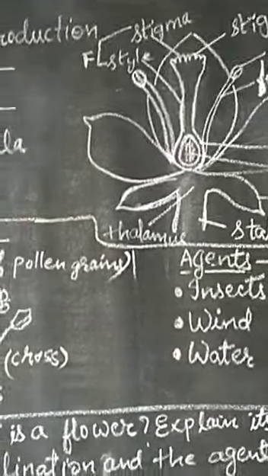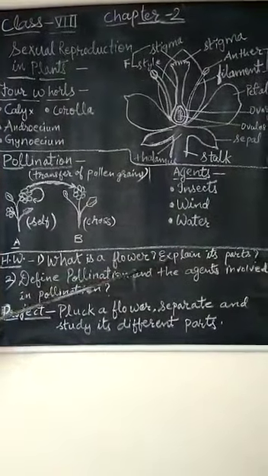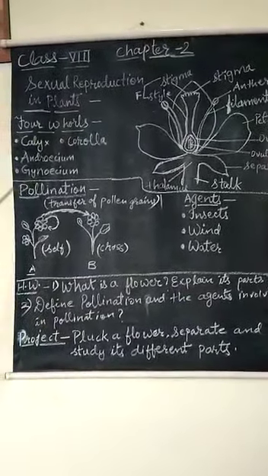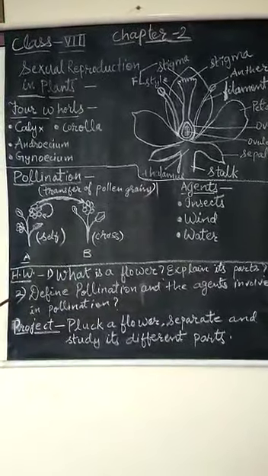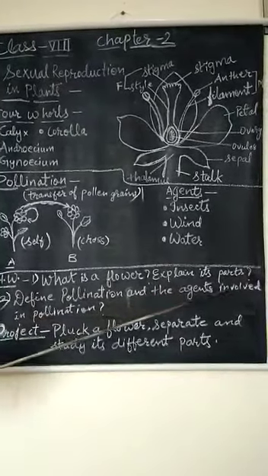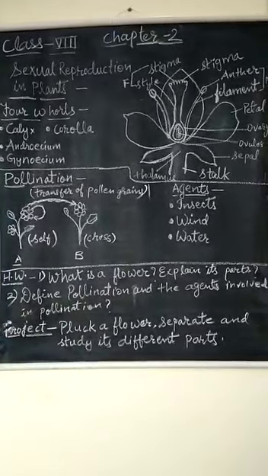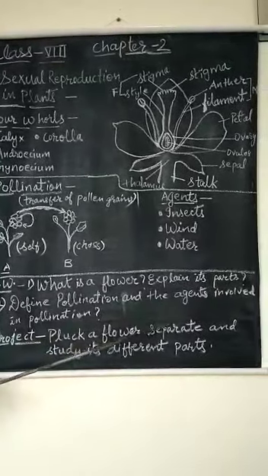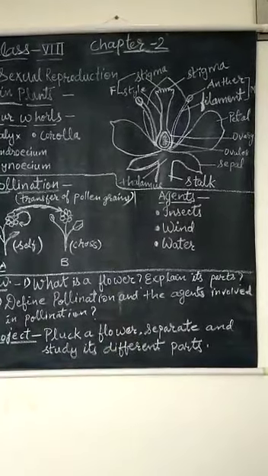Now today's homework. What is a flower? Explain its parts. Parts means different parts you have to explain. That I have already explained. Question number 2. Define pollination and the agents involved in pollination. Now, one project I am giving you. Pluck a flower and separate and study its different parts. Thank you.